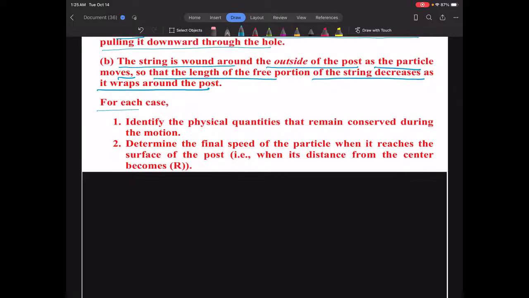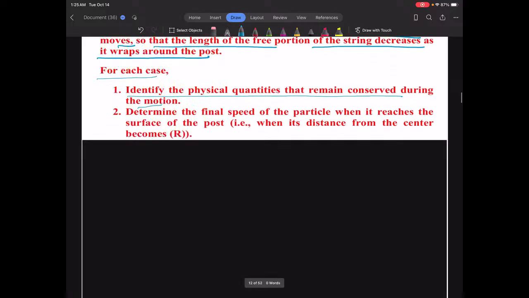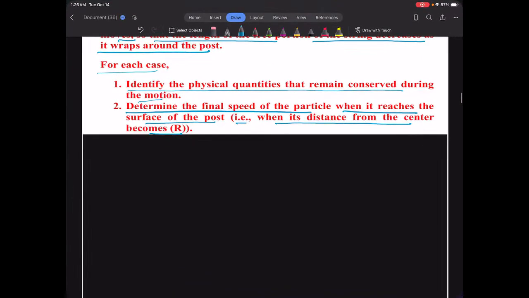So based on both cases, for each case we have two questions. Identify the physical quantity that remains conserved during the motion, and second part, determine the final speed of the particle when it reaches the surface of the post, that is, when its distance from the center becomes equal to r. So here it is given two situations.